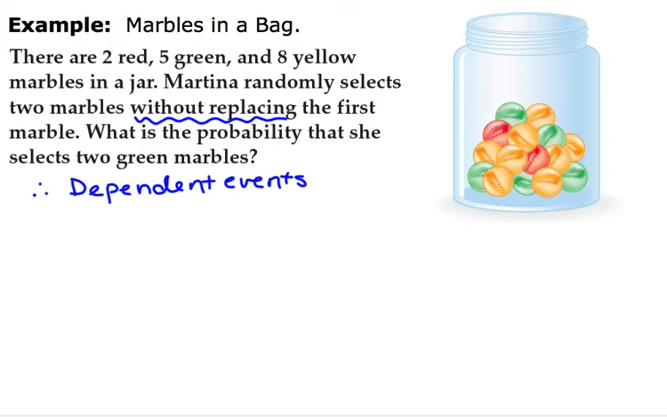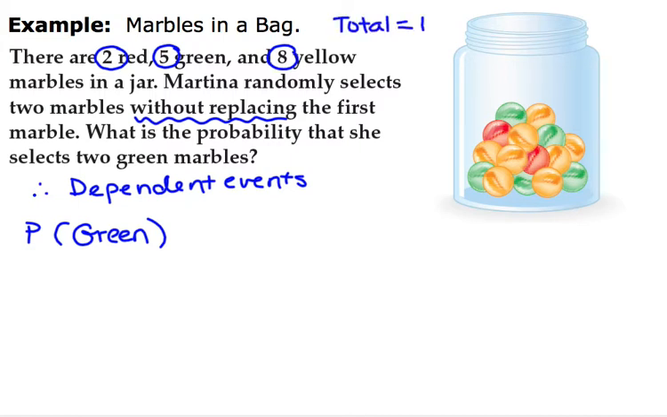So now let's go ahead and solve it. We want to find the probability of getting 1 green. Our total of 2, 5, and 8, when we add those up, there is a total of 15 outcomes. So that will be our denominator. And we have 5 green ones.